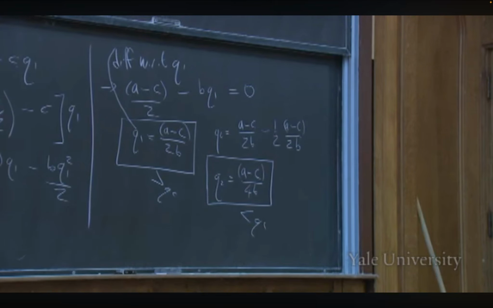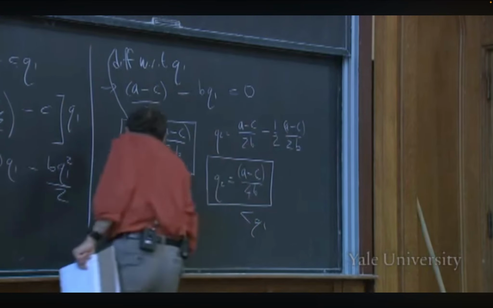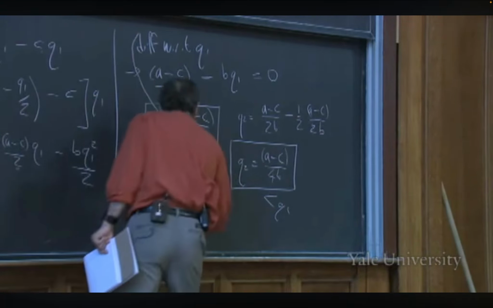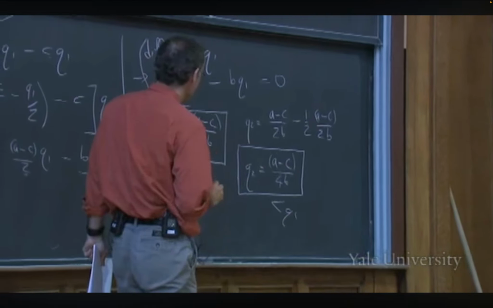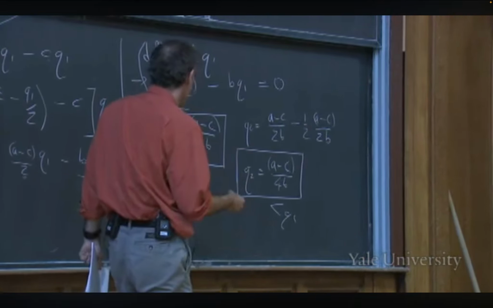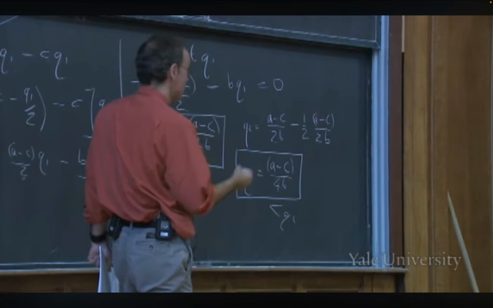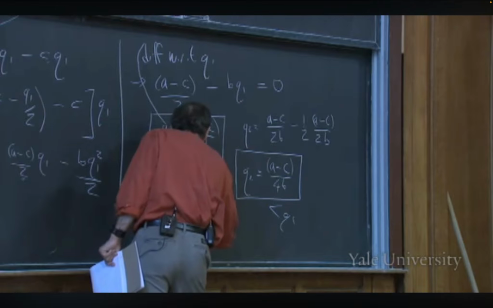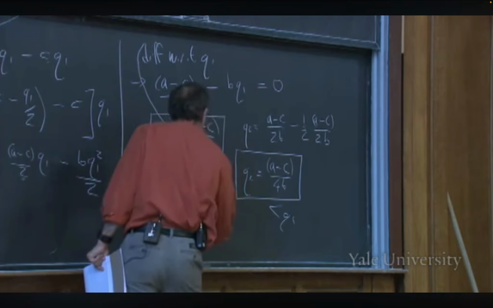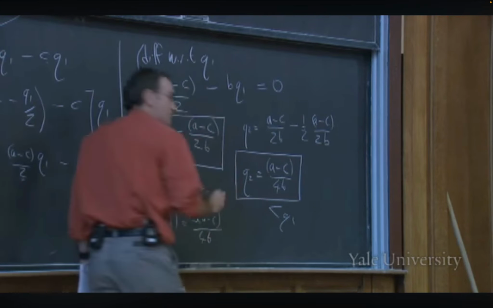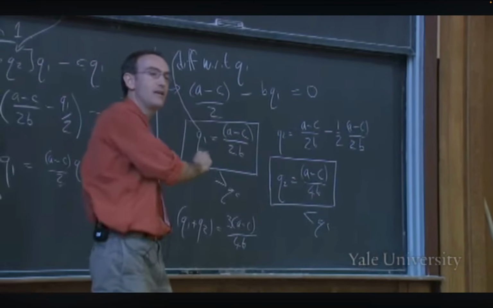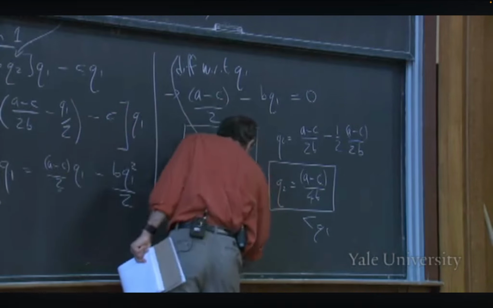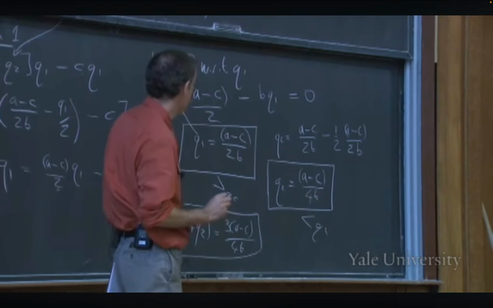Add the two outputs together. That's not too hard. All right, so Q1 plus Q2 is equal to (A minus C) over 2B plus (A minus C) over 4B, which is in fact 3(A minus C) over 4B. Is that right? So it's going to be 3(A minus C) over 4B. I just actually, for the first time today, skipped a step, but is that okay? A half plus a quarter is 3/4. Okay, right. So total output is 3(A minus C) over 4B.